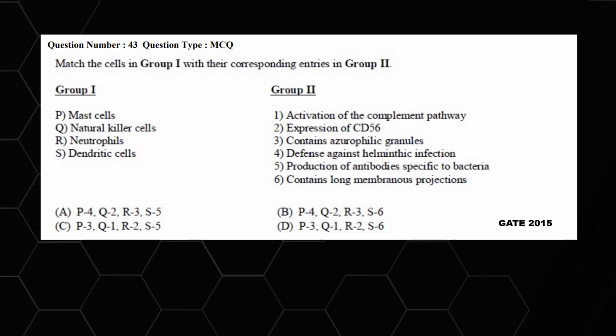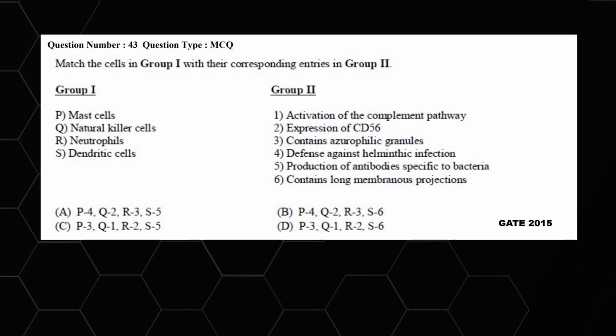Hello everyone, we are solving question number 43 from GATE 2015. It says, match the cells in group 1 with their corresponding entries in group 2. So we have mast cells, natural killer cells, neutrophils and dendritic cells in group 1, and we have to match their corresponding entries or their corresponding action in group 2.